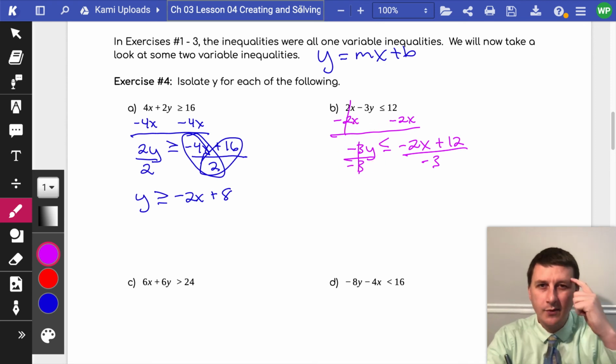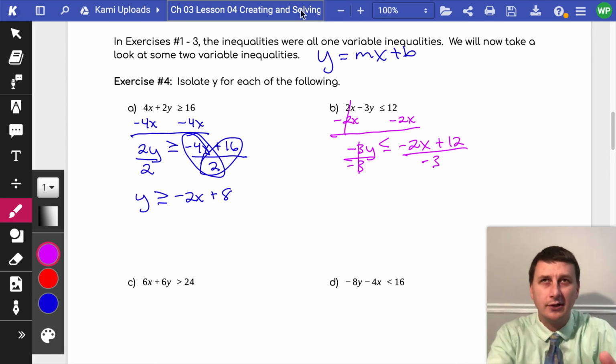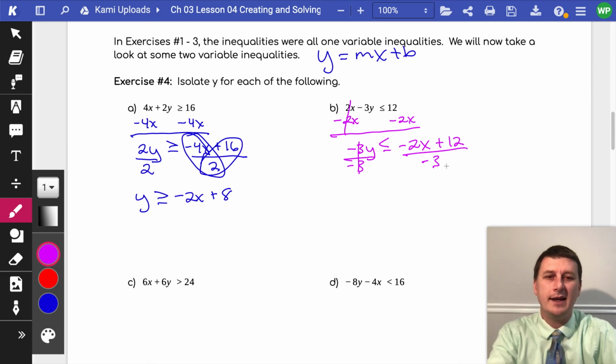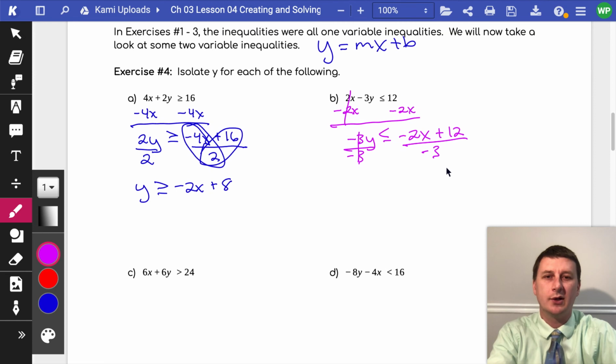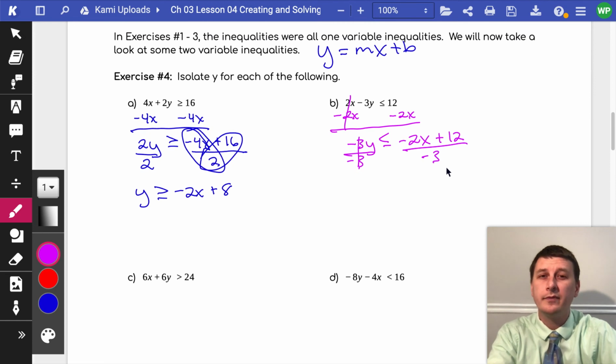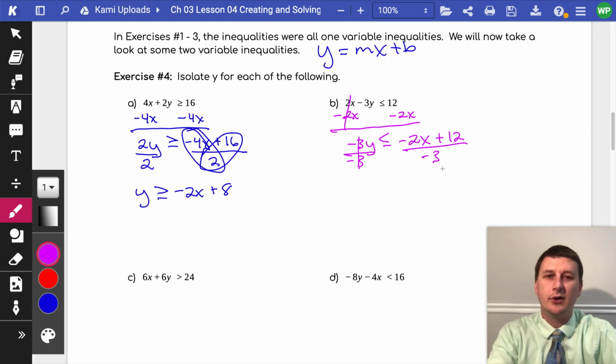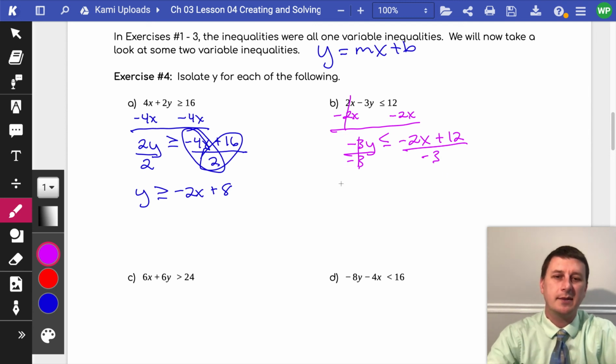But now is when your brain should be asking you a question. You're like, wait, I think I remember something about when I divide by a negative number with inequalities. Do you remember? What you should remember is that when you divide an inequality by a negative number, you have to do something special. And that something special is you have to flip the sign, flip the inequality, when you divide or multiply by a negative number.